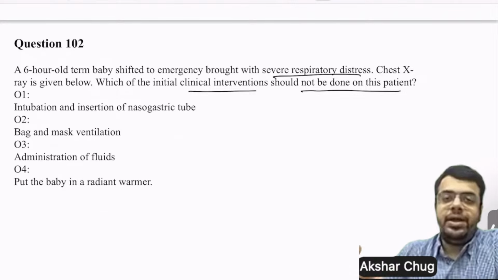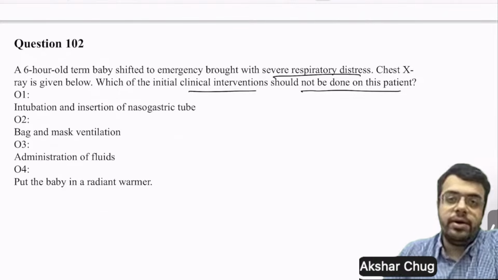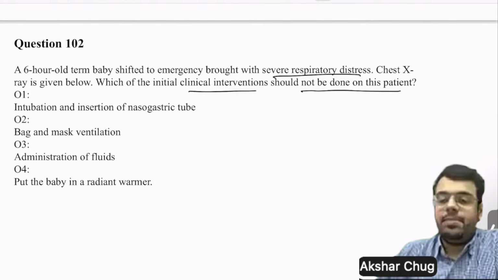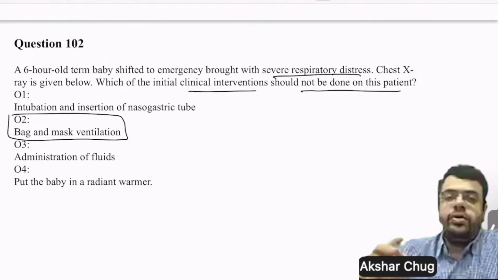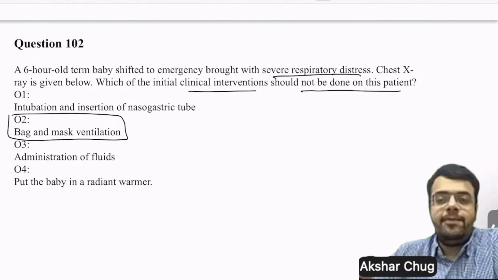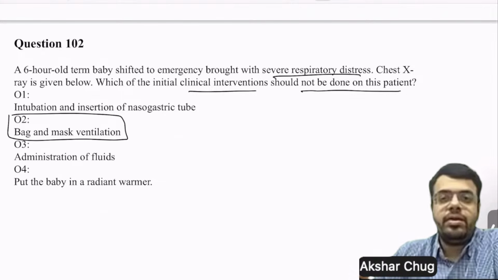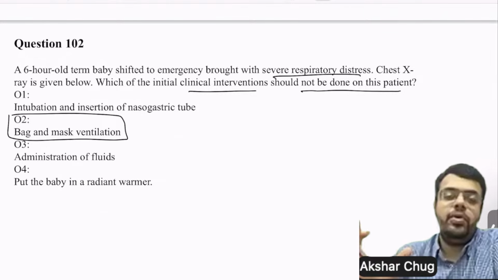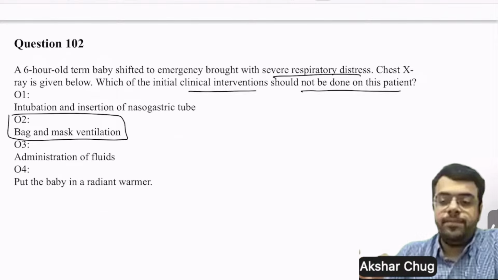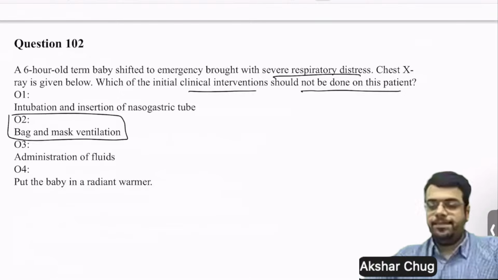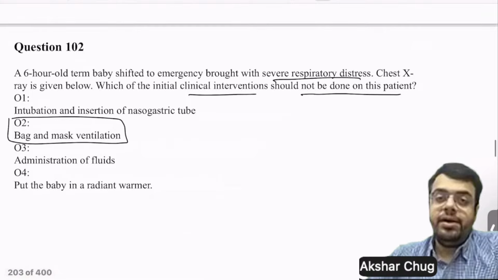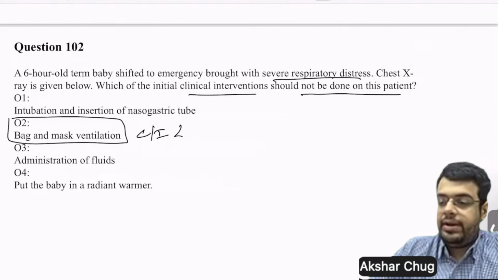So it was a case of CDH, congenital diaphragmatic hernia, and in such a condition, bag and mask ventilation is contraindicated. The reason is whenever you give bag and mask ventilation, the air not only goes into the respiratory system, but it also enters into the intestine through the mouth and the esophagus. So it will further cause more inflation of the intestine, and it will further lead to compression of the lungs in the thorax. So bag and mask ventilation is contraindicated. It is also contraindicated in tracheoesophageal fistula. So it is contraindicated in two conditions, tracheoesophageal fistula and congenital diaphragmatic hernia.